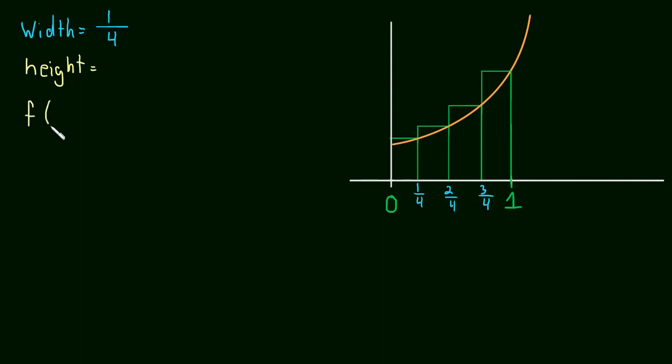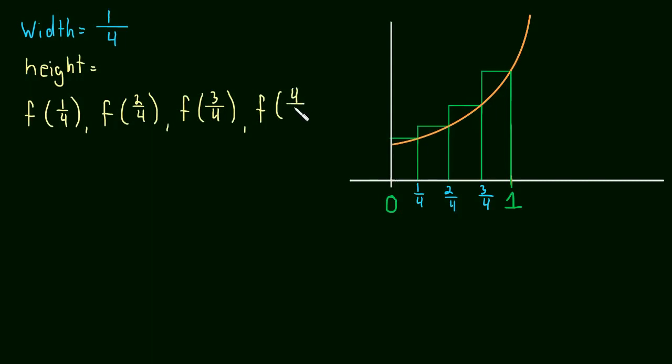I'm going to take the time to do this. So f of 1/4 was the height of the first rectangle. f of 2/4 was the height of the second rectangle. f of 3/4. I know that this is boring to watch me write these out, but I'm going to just finish real quick here. f of 4/4, or in other words, f of 1. It's the same thing, right? These were the heights of the four rectangles.